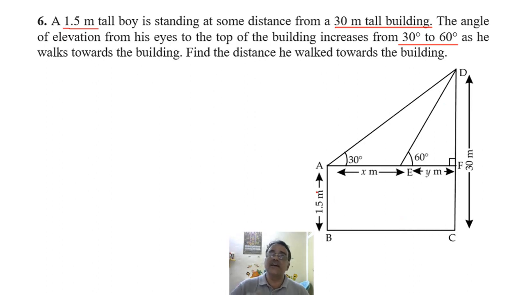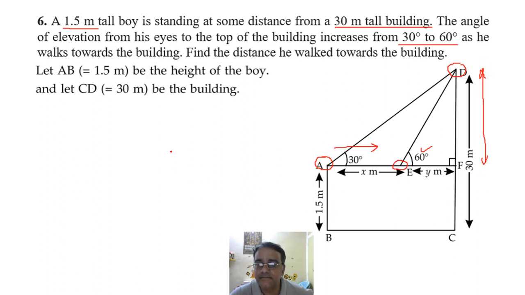So this is the figure, and this is the position of observation. From here he is looking at the top of the building. This is the top of the building, and he moves in this direction. And as he comes closer, the angle of elevation will keep increasing. So this is the second point of observation, where the angle of elevation is 60 degree, and the total height is 30 meter. So what will be DF? How much will it be from here to here? 30 minus 1.5.